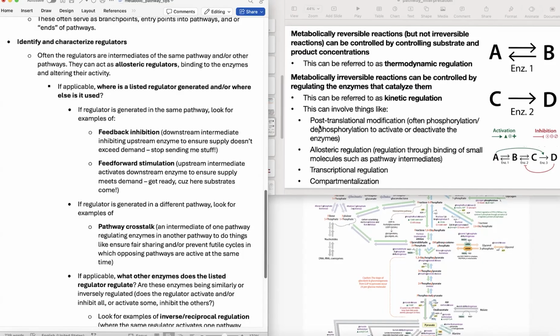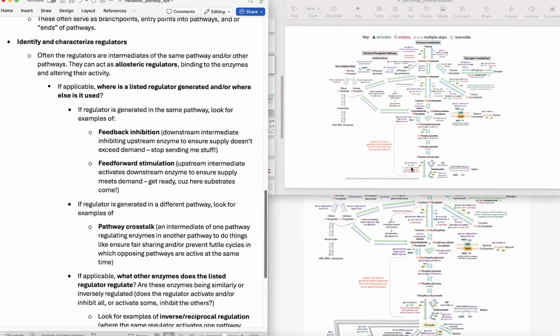as opposed to when you have these small molecules binding, where you get this allosteric regulation. Now, often those allosteric regulators are going to be intermediates of either the same pathway or of a different pathway. So if one of these regulators that's listed is in the same pathway, then we have the options of it probably either being feedback inhibition or feed-forward stimulation.